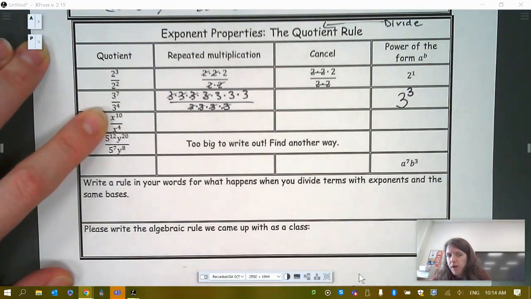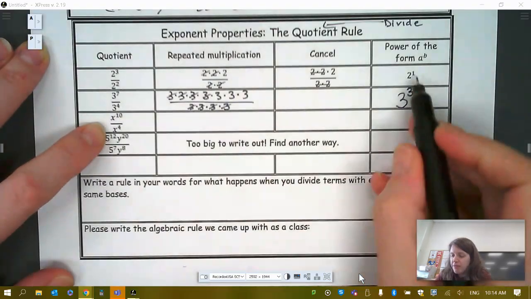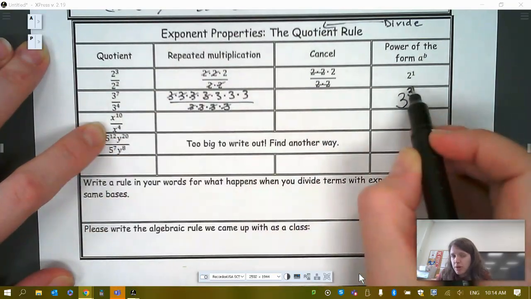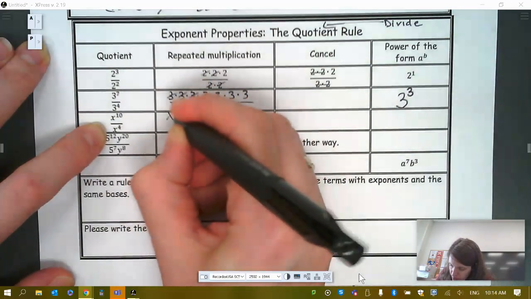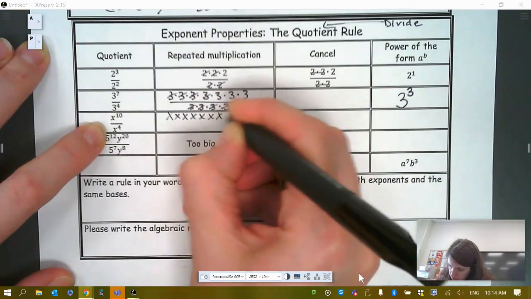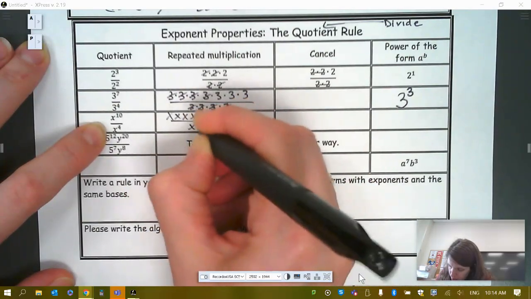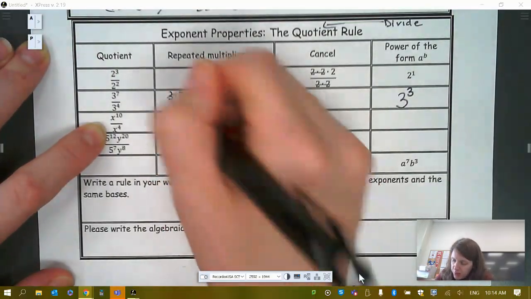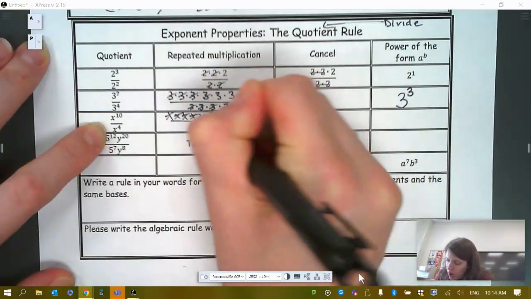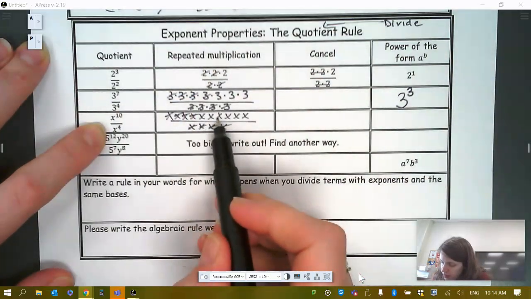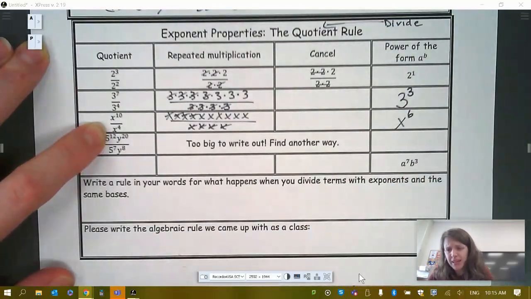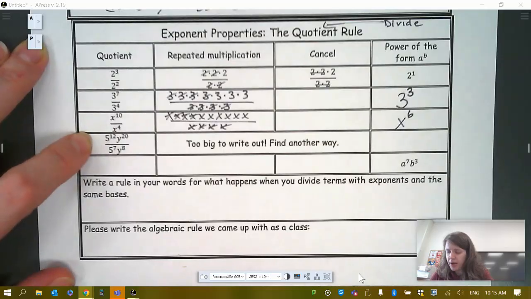So let's do one more, and let's see if we can figure out how do we get from 3 and 2 to 1, and 7 and 4 to 3. Okay, I'm going to do x to the 10th, so I'm going to put 10 x's on top. 1, 2, 3, 4, 5, 6, 7, 8, 9, 10 over 4 x's on the bottom because x to the 4th. And then I'm going to cancel them out. 1, 2, 1, 2, 1, 2, 1, 2. How many am I left with? 1, 2, 3, 4, 5, 6. Right? I'm left with x to the 6th power. But how am I getting there? What's a different way to figure it out?